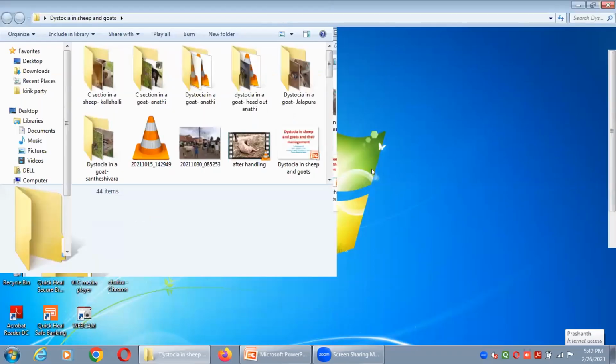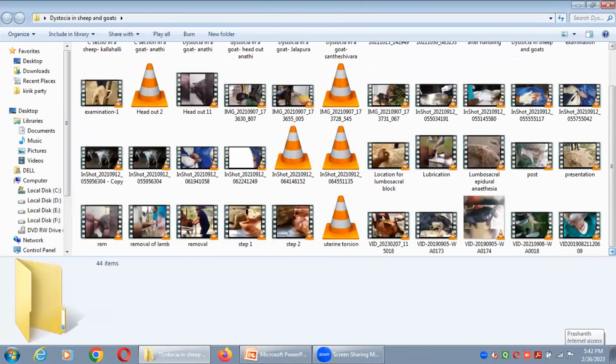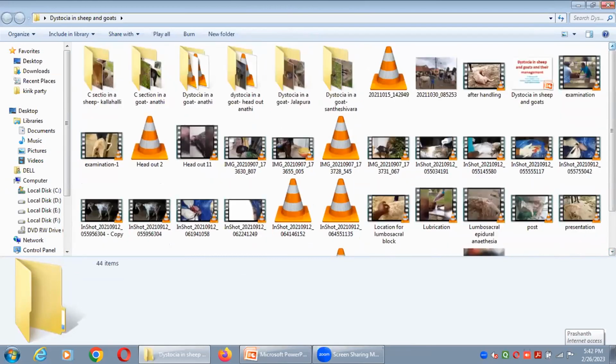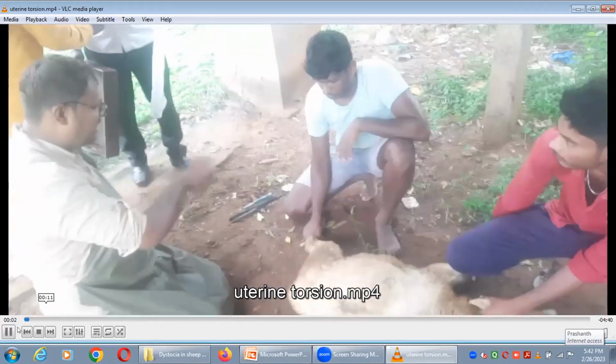The animal was presented with the torsion. Similar to the large animals, sheep and goat will also be presented with torsion. This case was presented with severe straining, and when we passed the hand, we could easily identify that there is uterine torsion.